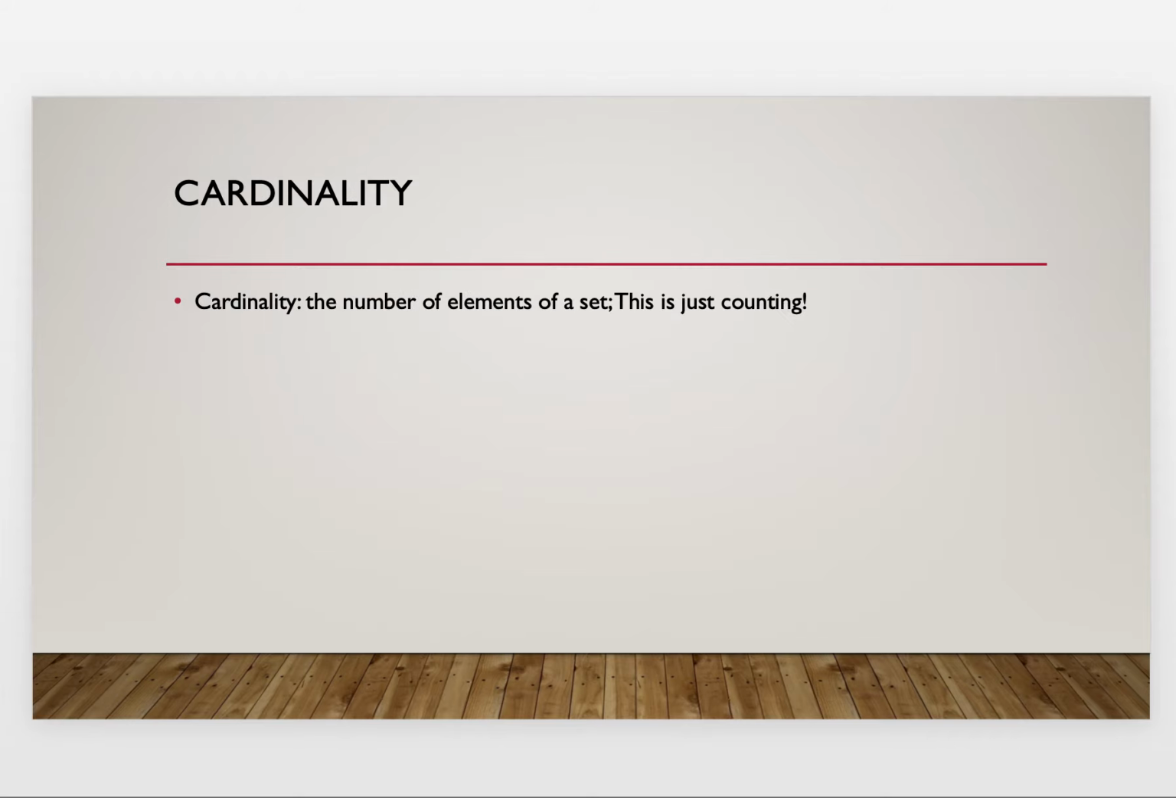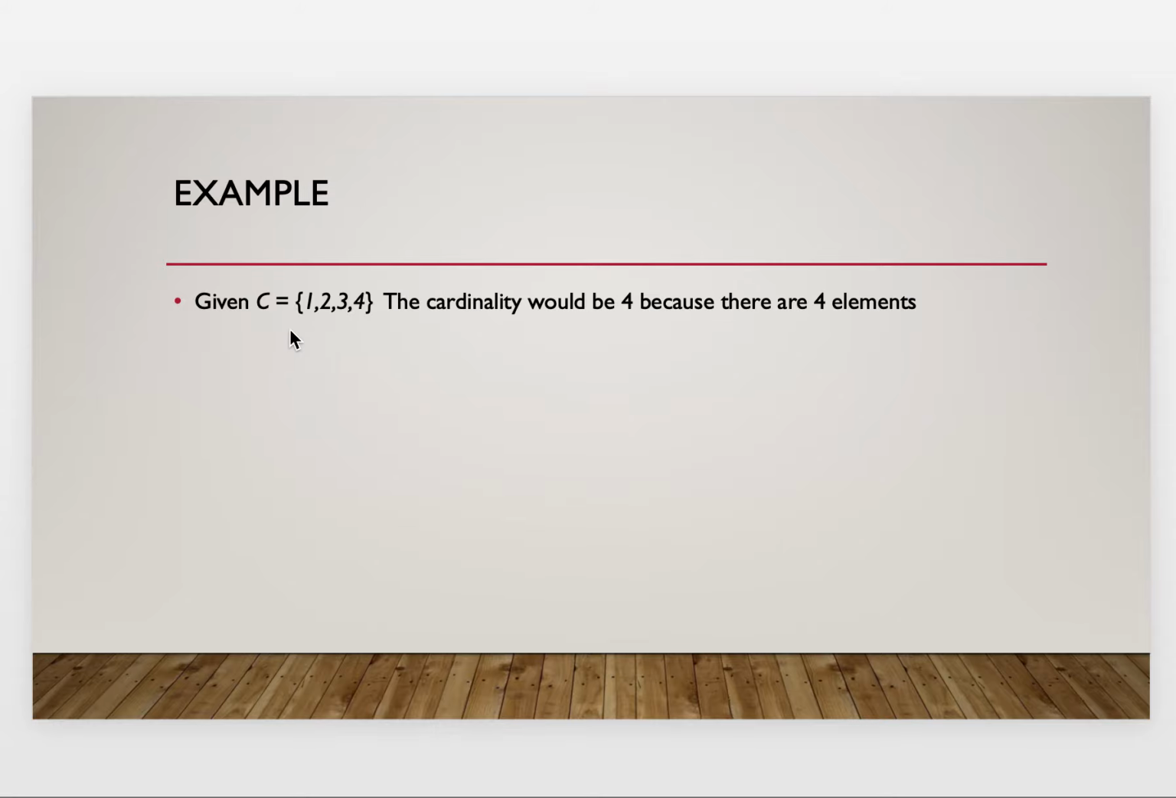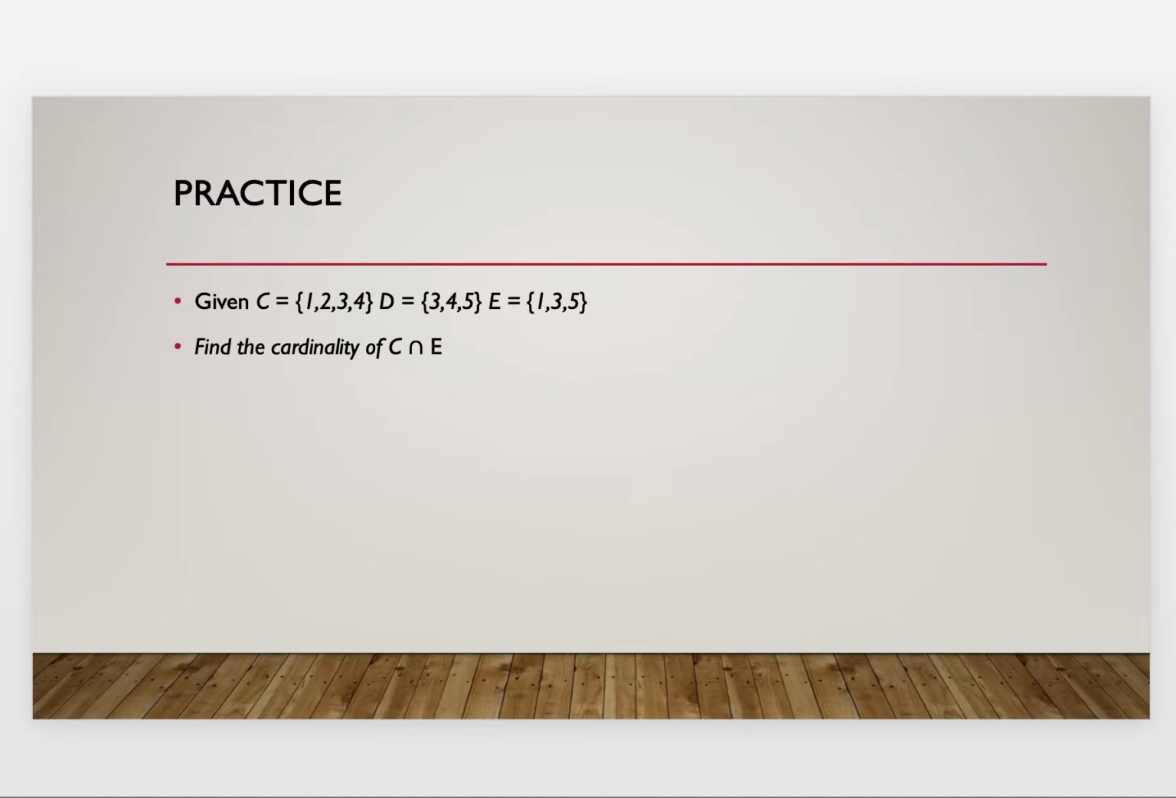Now, cardinality is a very large word, but it just means to count. A cardinality means you're counting the number of things that are in a set. I'm counting the elements. So if I'm given C as 1, 2, 3, 4, the cardinality is 4 because I can count there are 4 elements.